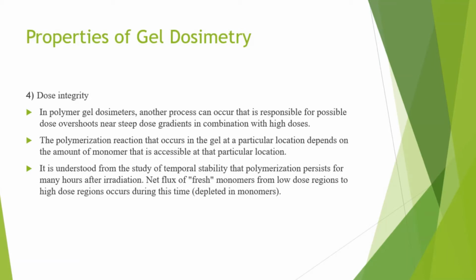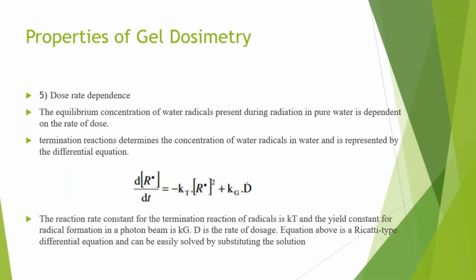It is understood from studies of temporal stability that polymerization persists for many hours after irradiation. So there is a flush of fresh monomer from the lower dose region to the higher dose region occurring during this time. Number 5 is dose rate dependency.